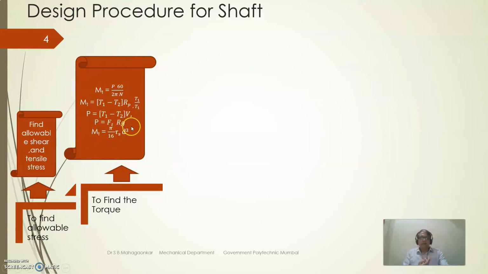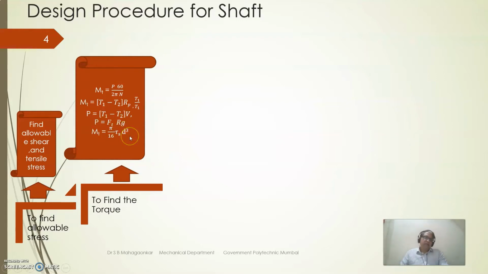Okay, Mt is equal to power into 60 upon 2 pi N, and if T1 and T2 are the tensions in the belt, you can get the difference T1 minus T2 into the radius of the pulley. If I know the belt tension ratio, then I can find T1 and T2, and by knowing T1 and T2 I can get the torque. Sometimes if the belt speed is given, in that case the power also I can calculate from that.